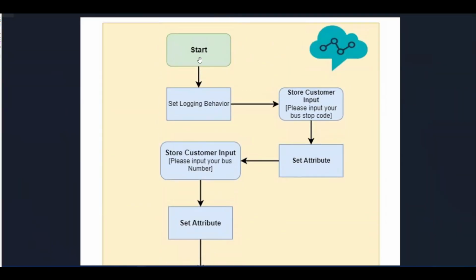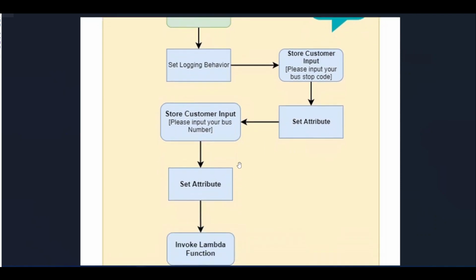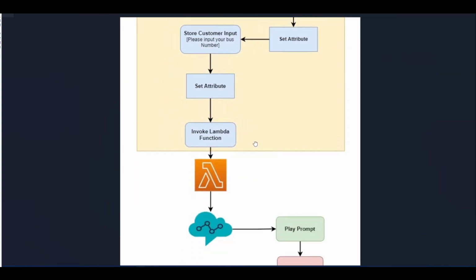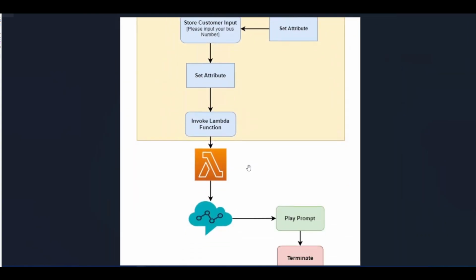So I'm setting the logging behavior. I'm storing the bus stop code number and setting that to an attribute. Then I'm asking for the bus number, setting that to an attribute, and again invoking the lambda with the parameters that I have already received.